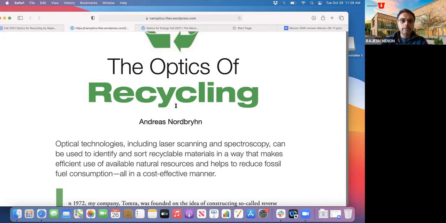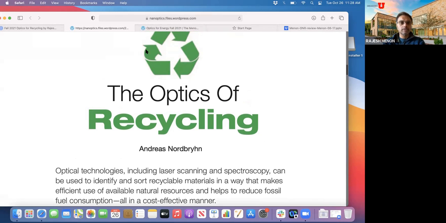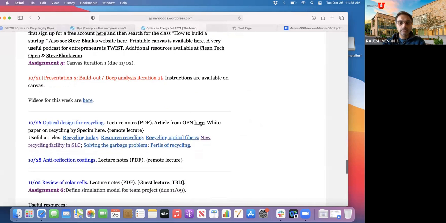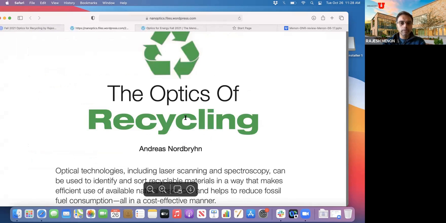So today I want to talk a little bit about an important application of optical design in resource recycling. I'm going to focus on this article, which is actually posted on the website. If you click here, this link leads you to this article, so you can read it yourself. I'm going to follow this.